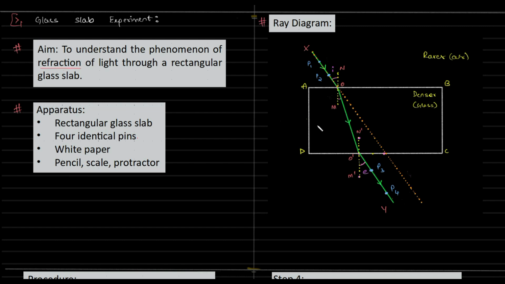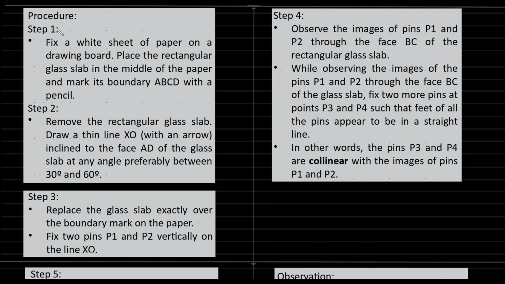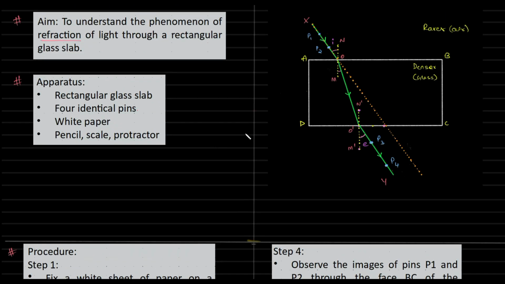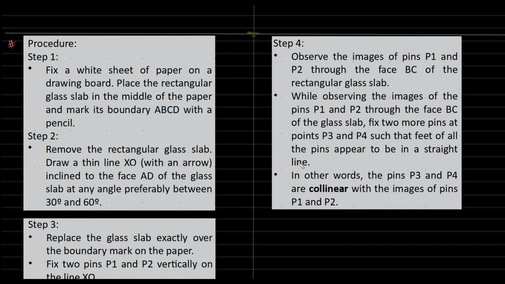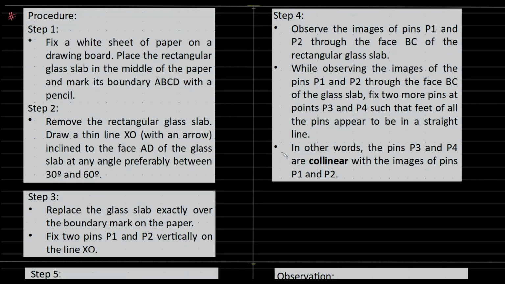This is your ray diagram or the setup. Basically this is how it looks. Then we have the procedure. So with respect to this procedure, I have labeled things over here. So the procedure is the same thing what we did. So take a white sheet of paper, place a rectangular glass slab, mark the boundary.